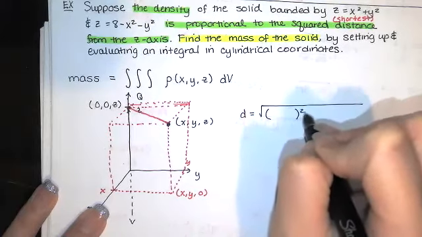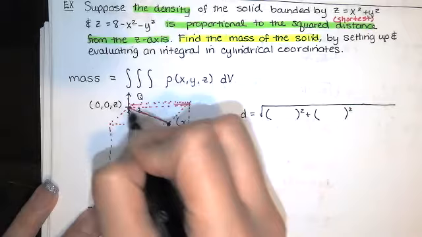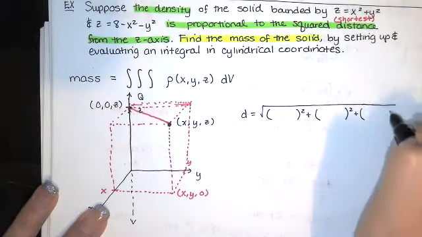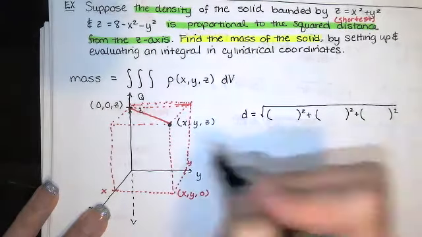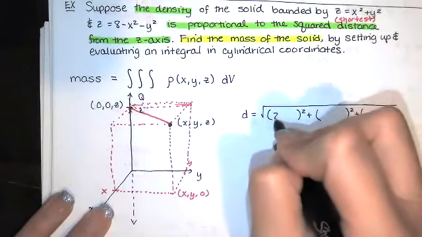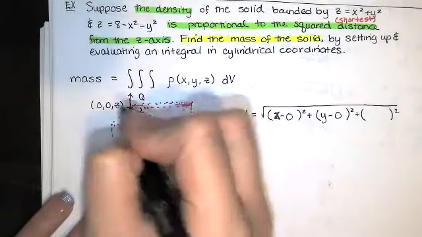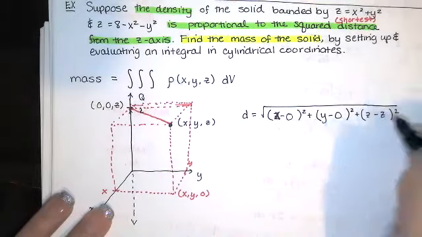Well, remember how we find the distance between 2 points, or alternatively, you could create a vector from here to here and find its length. Same thing. We're going to subtract the coordinates. We'll have x minus 0. Oops, I'm writing z. X minus 0 squared plus y minus 0 squared, and then z minus z squared.